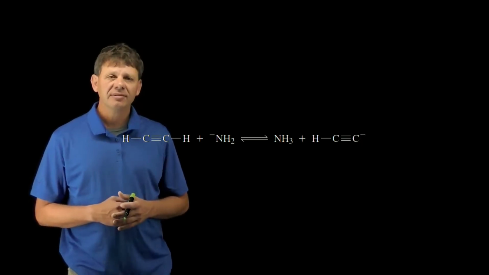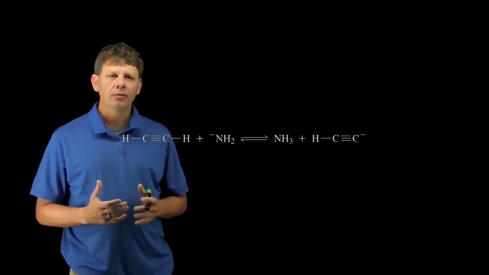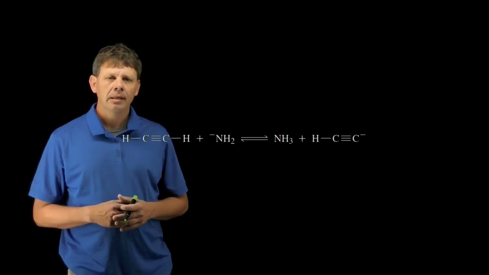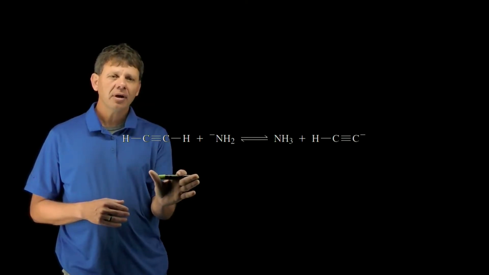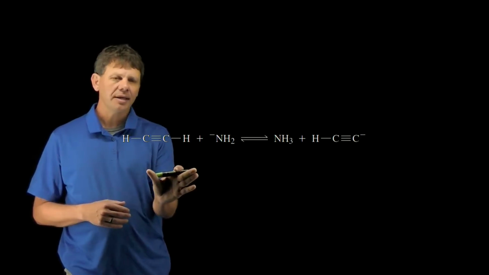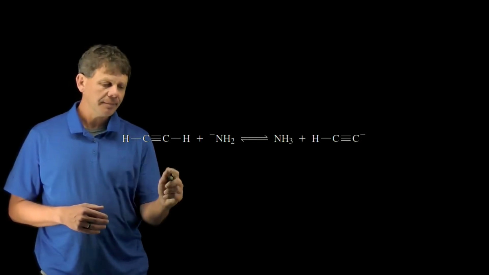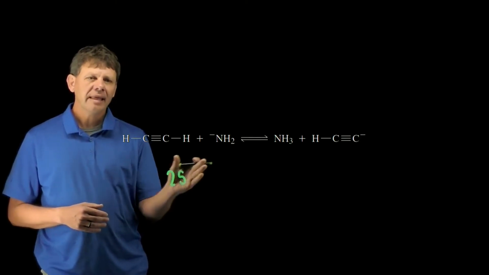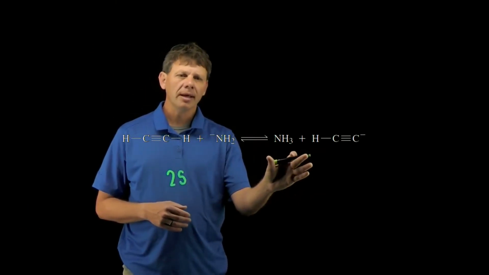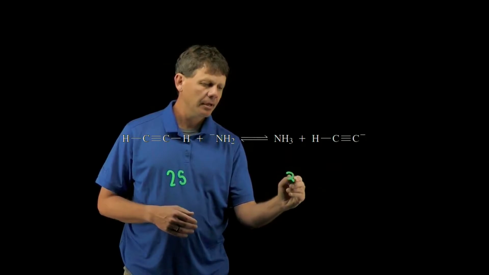This assessment asks us to calculate KEQ for this acid-base reaction. We can do that using pKa values, and let's start with the acid on the left side. This molecule, acetylene, has a pKa of 25. The acid on the right side is ammonia, which has a pKa of 38.